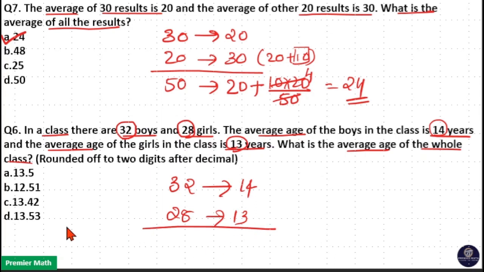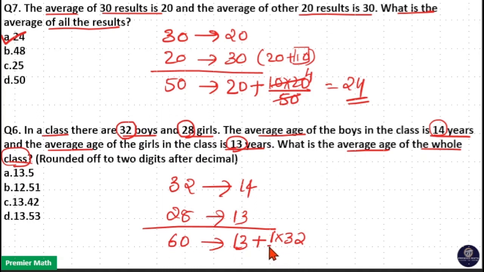Now we need to find out the average age of the whole class, which means 32 plus 28, total 60 students in the whole class. So the average of 60 students is, here 14 can be written as 13 plus 1. So 13 is the common average. Now the extra is plus 1. This plus 1 age is for these 32 boys, so multiply it with 32. So 1 into 32, this extra age 32 should be equally distributed to the 60 people.